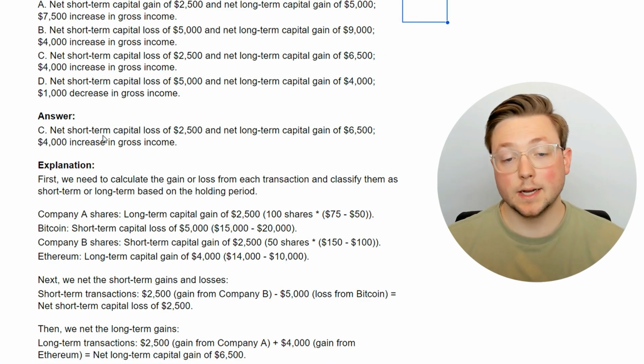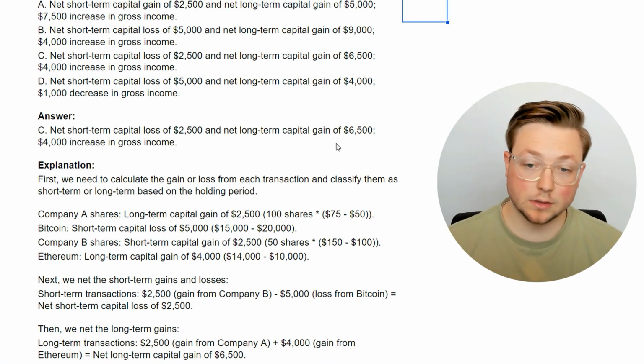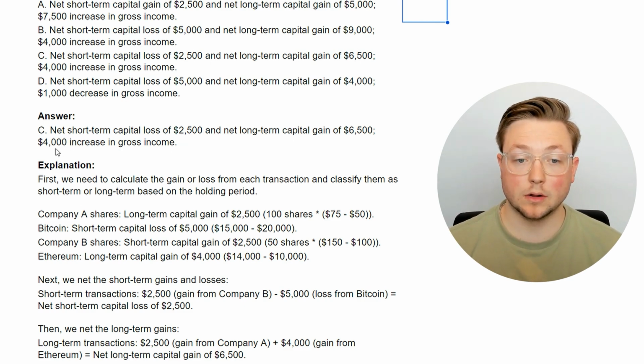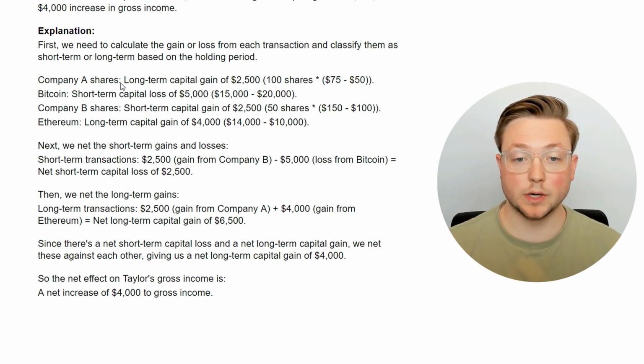So it would have been a net short-term capital loss and then a net long-term capital gain. So you would have netted those two together, and that would mean that it would be a $4,000 total long-term capital gain that would increase their gross income. Okay, so pretty straightforward here. Long-term capital gain, and that was the 100 shares multiplied by $25 of gain per share. So that's the $2,500. Bitcoin was a short-term capital loss because they purchased it for $20,000.